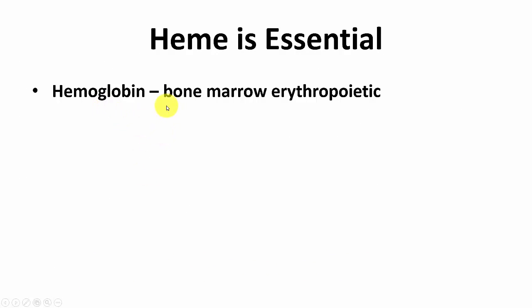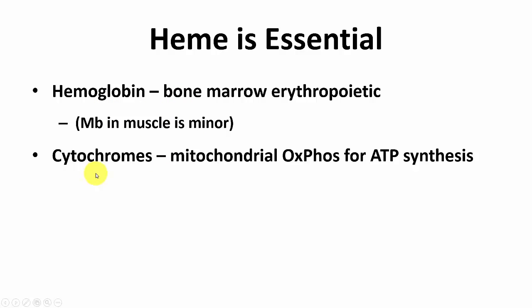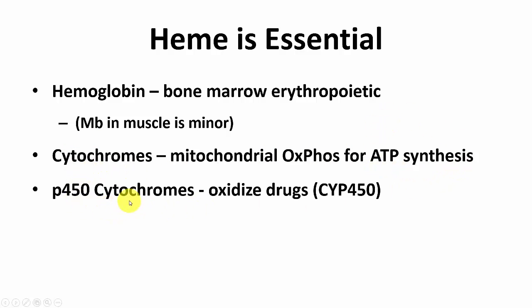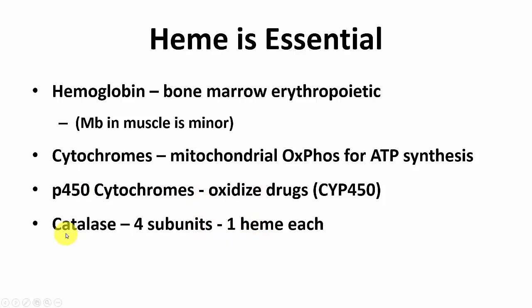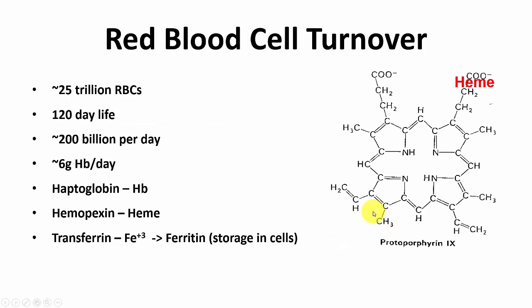Heme is essential. We need heme for hemoglobin. We need a little in the muscle for myoglobin. We need it especially for cytochromes, for oxidative phosphorylation to synthesize ATP. We also need it to metabolize drugs, P450. It's also in catalase. There's heme in that as well. So heme is a really important molecule in our body.